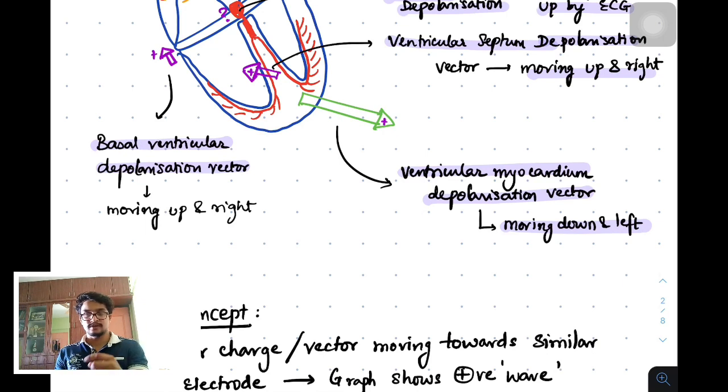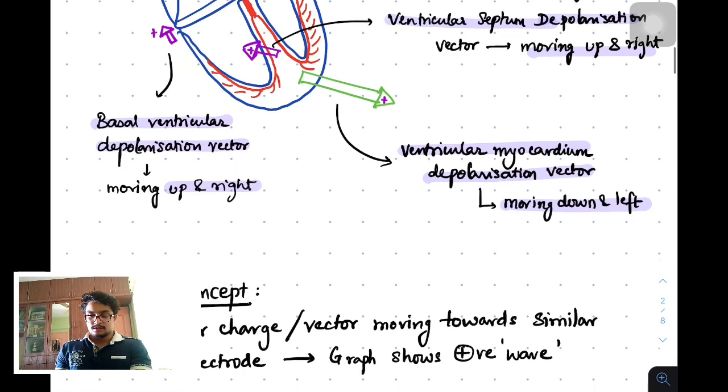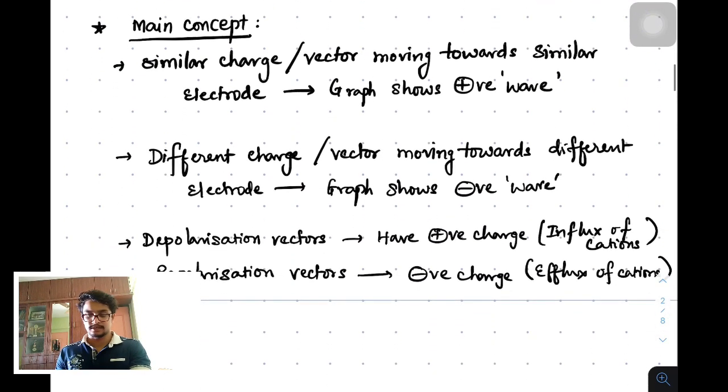Okay, so the vector generated here will be very small in comparison to that, and this ventricular depolarization vector is projected upwards and to the right side. So this was about the depolarization vector.